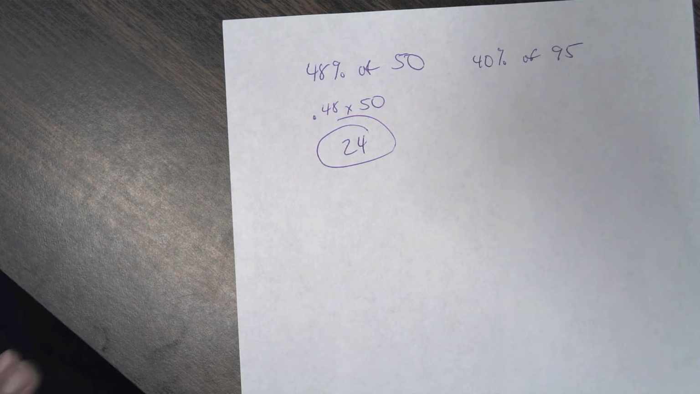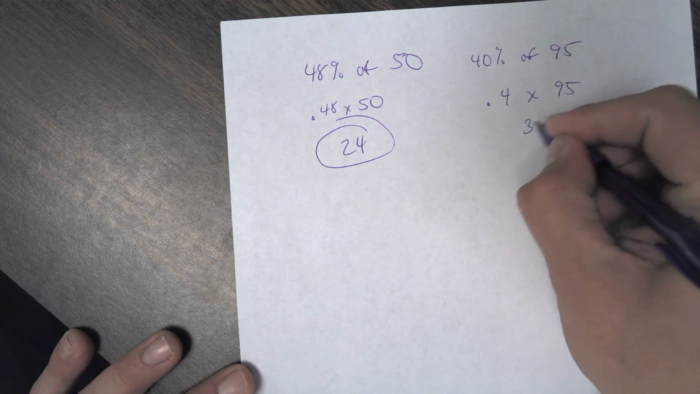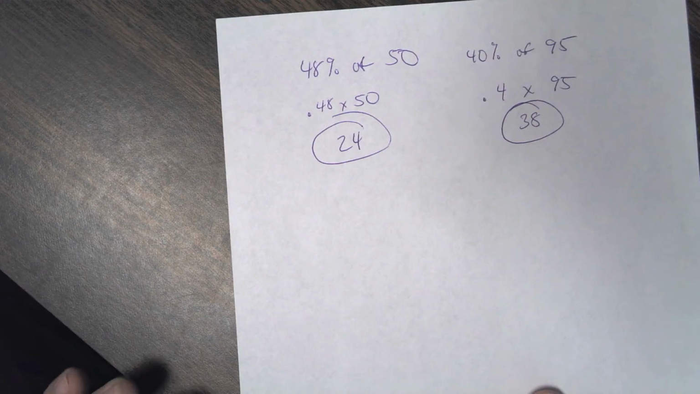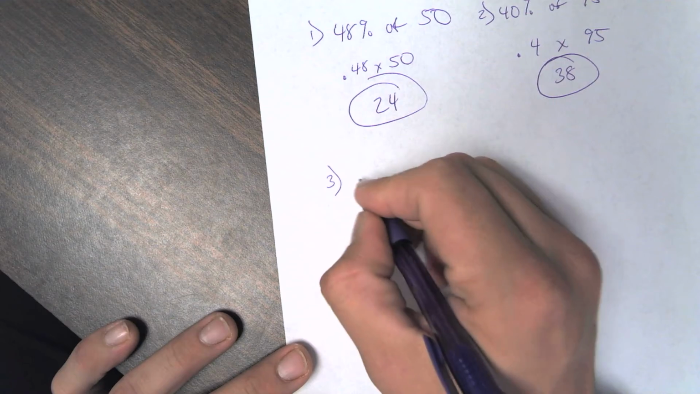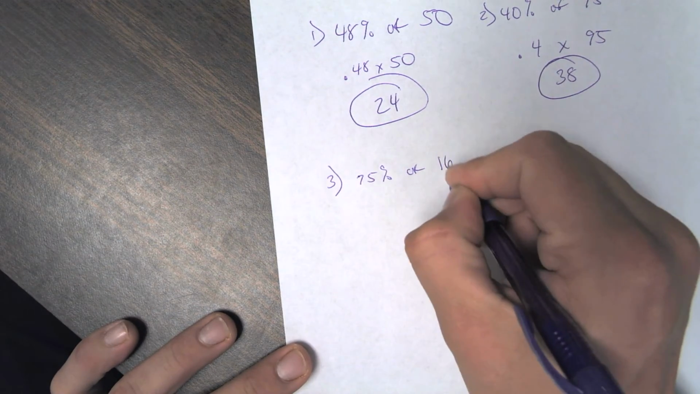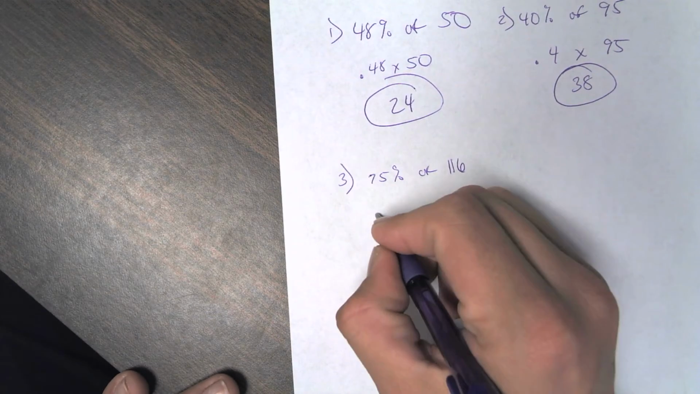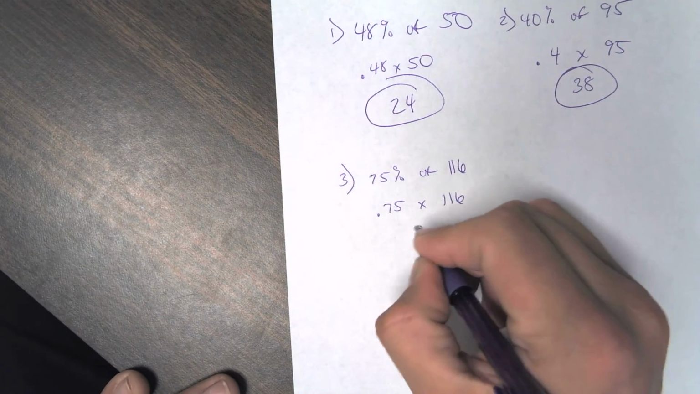Okay, number 2, 40% of 95. Okay, what do we have to do here? What's this going to look like when we set it up? How do we set this one up, Jonathan? 0.40 times 95. Okay, and the answer is 30. Good. Any questions on that one? Okay, number 3. 75% of 116. So what do we got to do here, Jonathan? 0.75 times 116. Good.